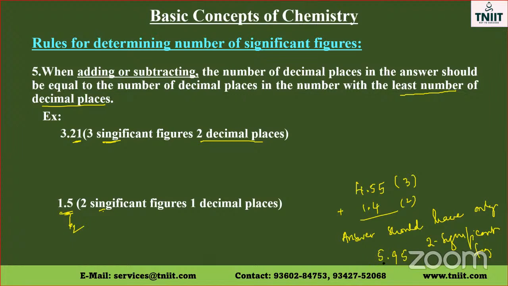Now, for an example, for this, it will be 5.95. So this has 3 significant figures. We cannot represent this answer in 3 significant figures like this. We have to make it 2. How do we do that? We will learn in the following slides. So when adding or subtracting, the number of decimal places in the answer should be equal to the number of decimal places in the number with the least number of decimal places. So here the number of decimal places is 2, 5, 5. Here the number of decimal places is 1, only 4. Therefore, the answer should have only 1 decimal place. It cannot have 2. That is what it means.